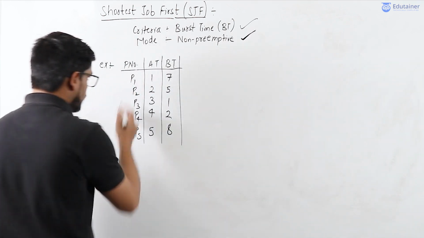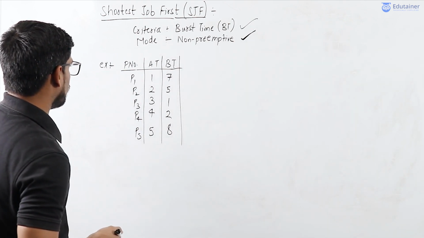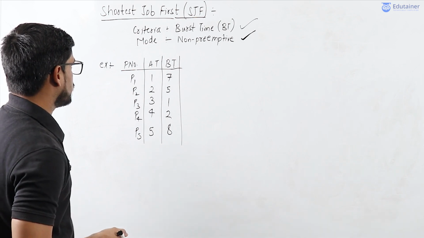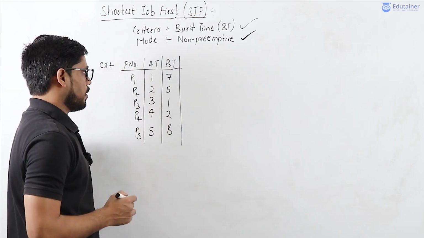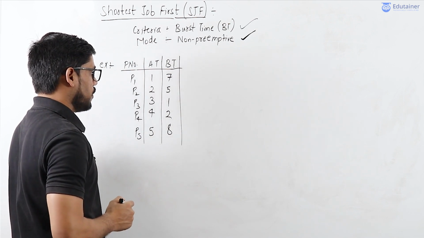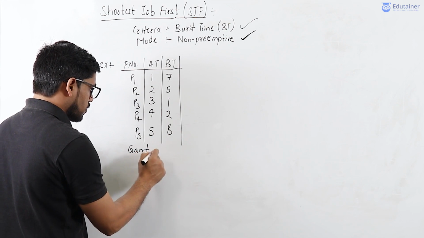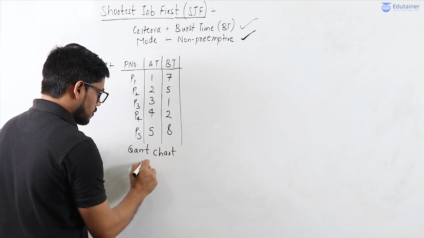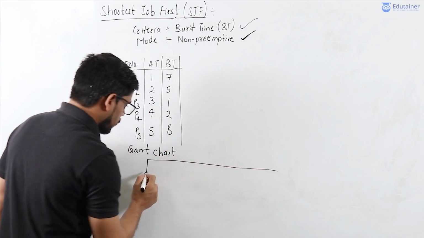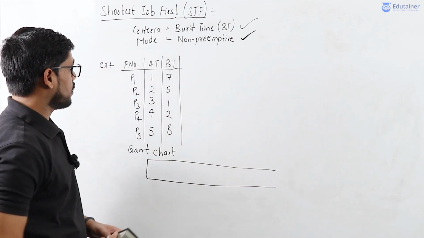So let's take this example. Here there are a total of 5 processes available and the arrival times are 1, 2, 3, 4, 5. Similarly their burst times are also given: 7, 5, 1, 2, 8. So let's draw the Gantt chart first. In the Gantt chart, which process will be picked first by the SJF scheduling algorithm?